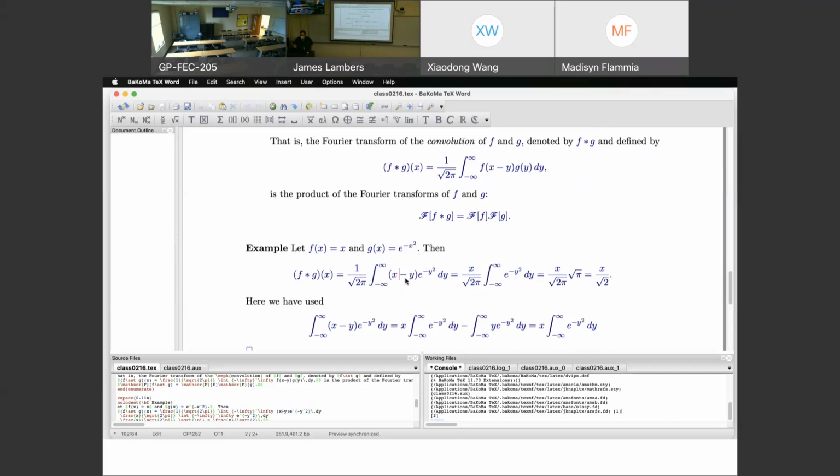And what ends up happening here is I can break this up into two integrals. First is x times e to the minus y squared, which is what we see here. And then we have minus the integral of y times e to the minus y squared. The integral of y e to the minus y squared can be handled using a u substitution, and it can be shown that the integral of that part turns out to be 0. So the y part ends up disappearing, and this is what's left.